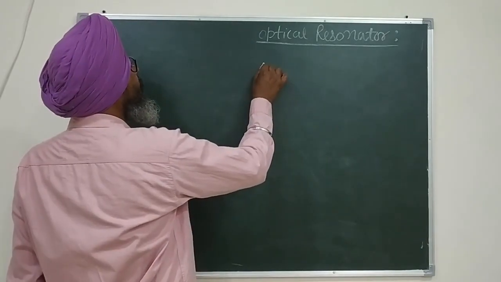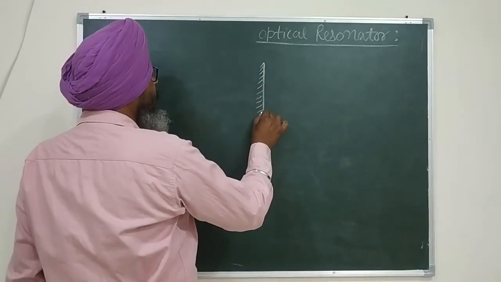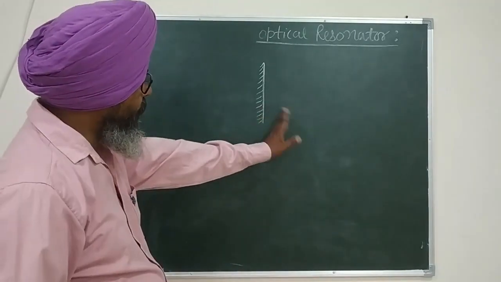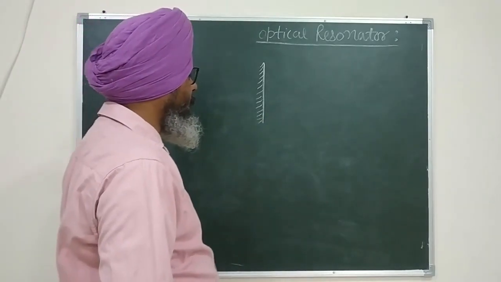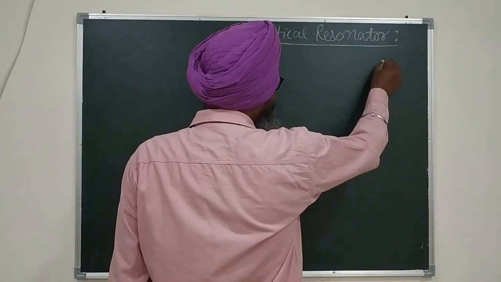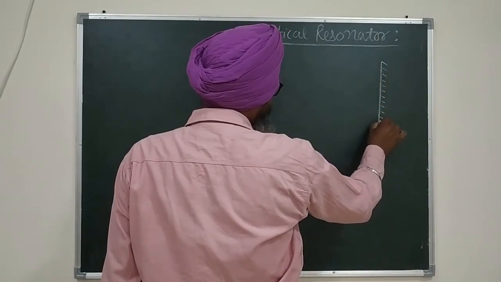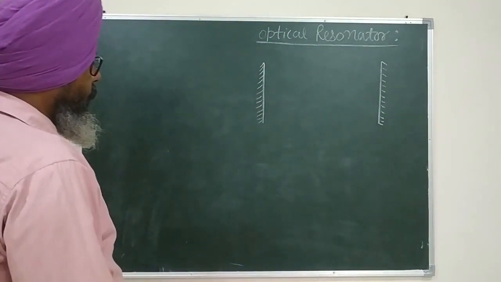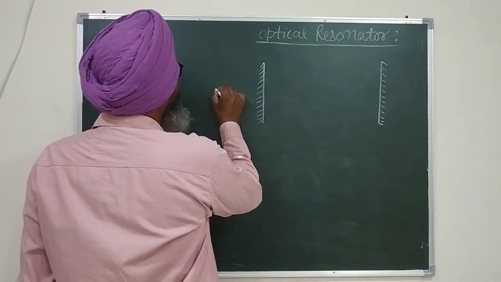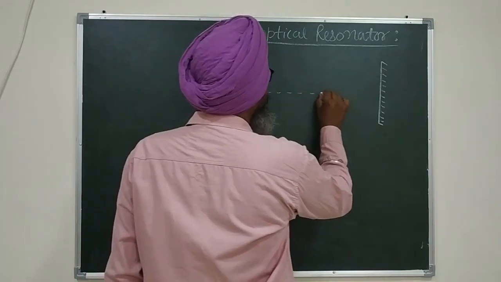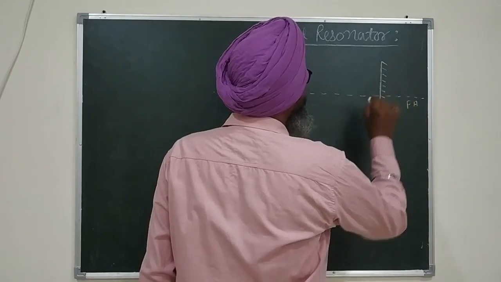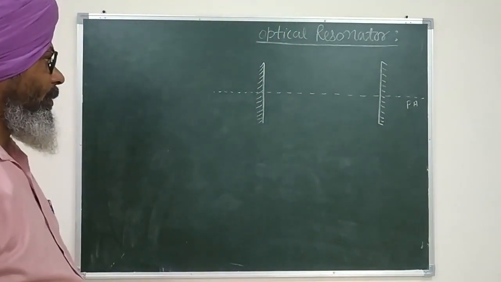Suppose this is one plane mirror. This shaded side is the rough face of the plane mirror, and the unshaded side is the plane face, or the reflecting face of the mirror. Similarly, this is another mirror. So these two plane mirrors I have placed. They must have a common principal axis, meaning these are placed coaxially. So this is the principal axis. PA stands for principal axis of both of the mirrors.